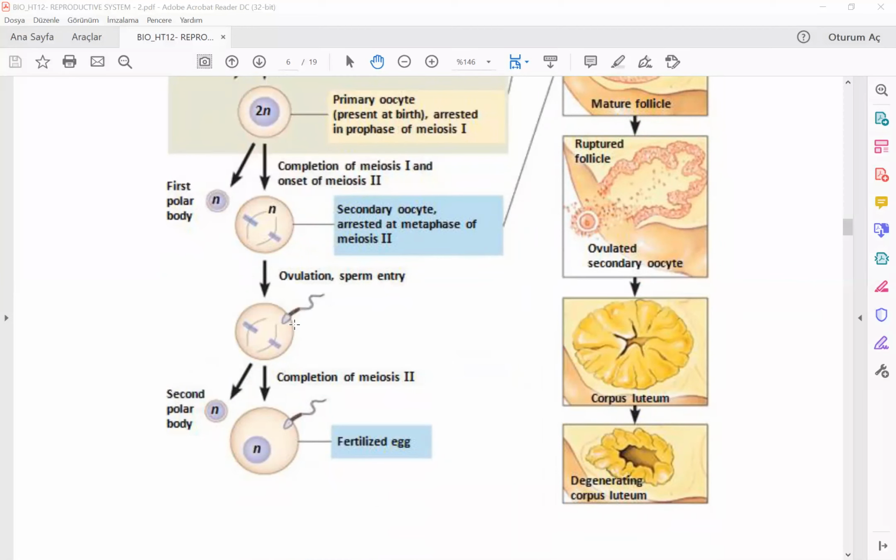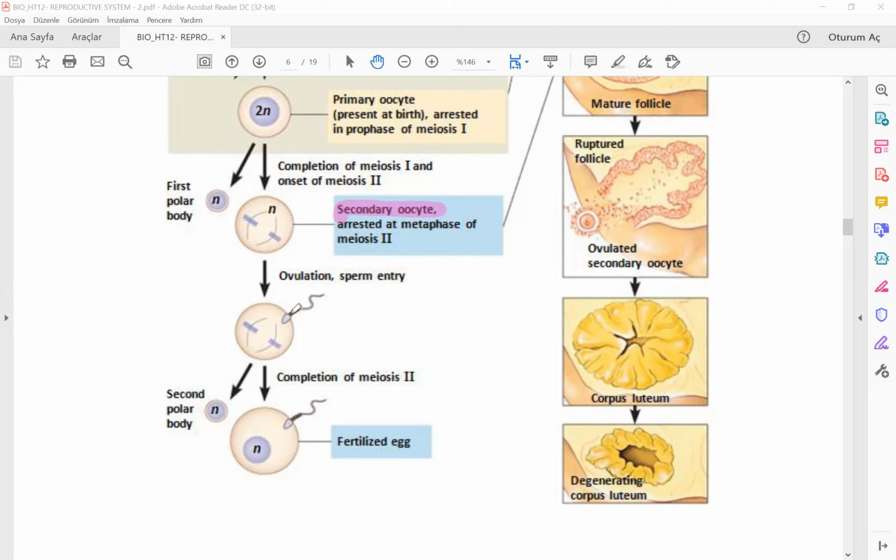is sperm and if fertilization occurs, the oogenesis is finished. It proceeds only if there is a sperm. If there is no sperm, only the secondary oocyte will be removed from the body with the menstruation period.